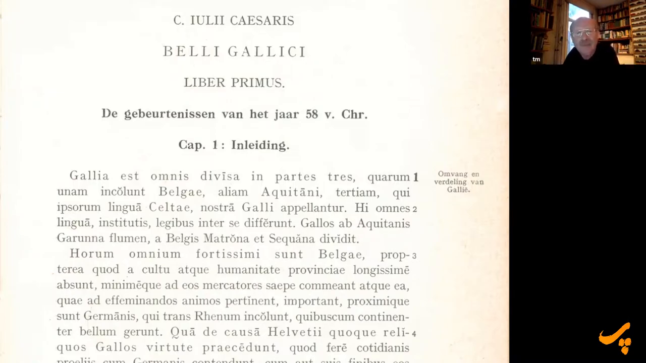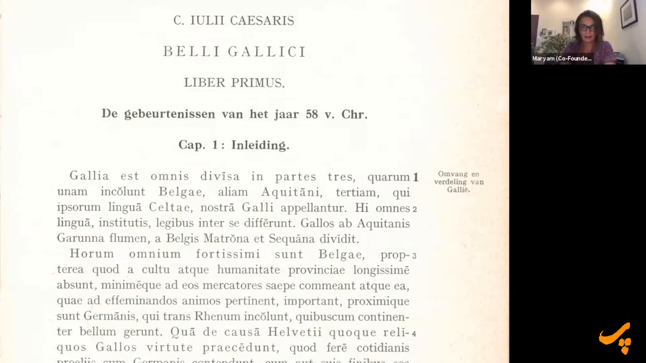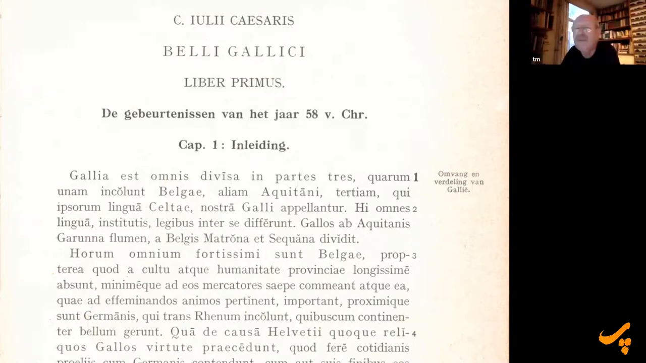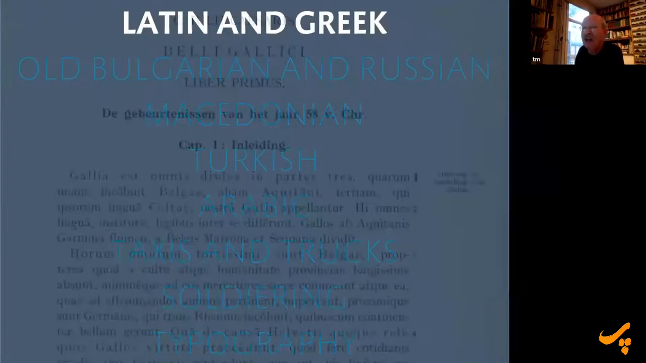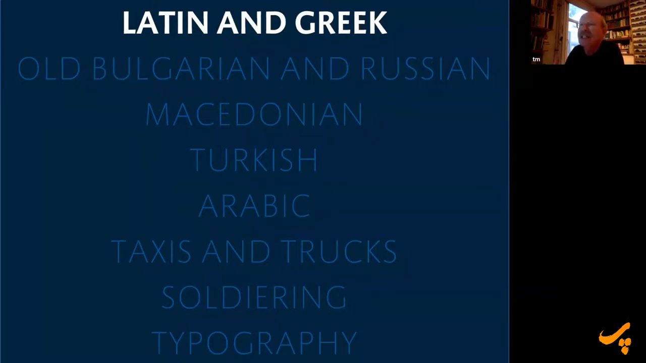Quae ad effeminandos animos pertinent, who tend to lead to the effemination of the character of people. So the more trade, the more feminine you become. And therefore they are very hard and rude fighters. But it's a way, and also in order to deal with these people, they have very hard and rude methods. And it's all written in the first person. So Caesar writes, I went there, I did that, I did that.